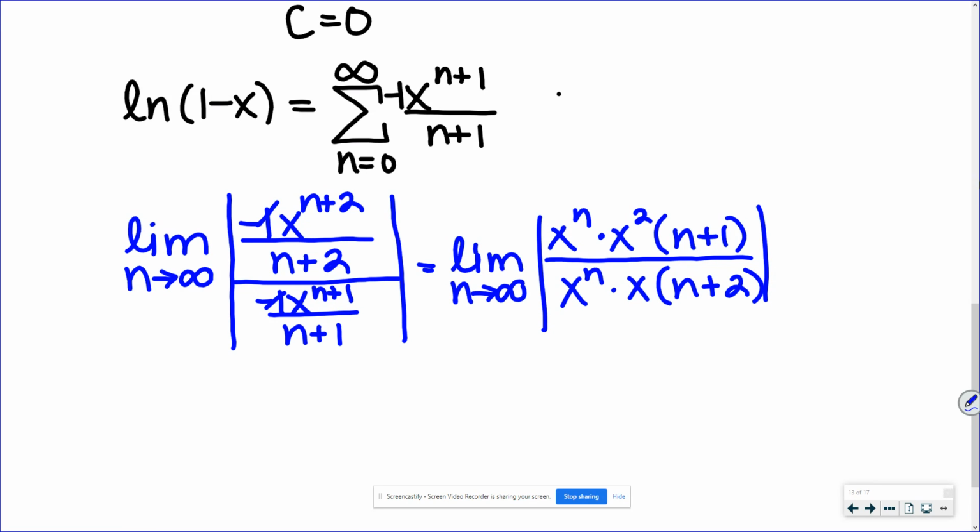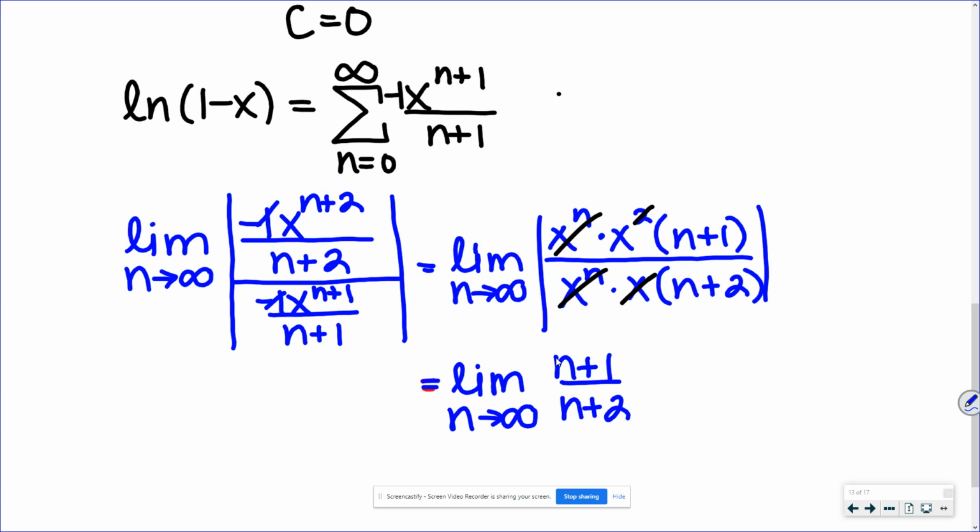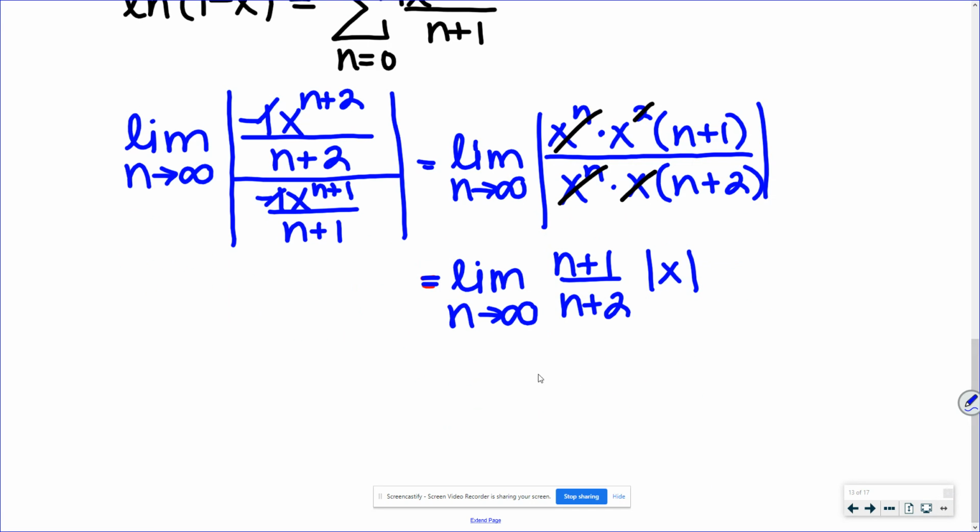All right, I think I got everything. The x to the n's are going to cancel, and then you can cancel one of the x's. Let's see what we end up with here. The limit, we're doing n plus 1 over n plus 2, and I just have an x left over. What's the limit going to be? The limit's going to just be 1, right? So I just have the absolute value of x has to be less than 1, which means that my radius will be 1.